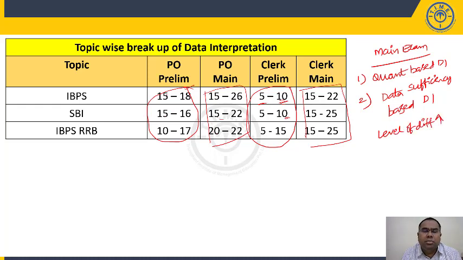Now, the good news is, if you look at your prelim exam, you have various question types, right? You have questions on series, quadratic comparison, simplifications, approximations, then you have individual quant questions and DI. Now, in DI, you have 10 questions or 15 questions in PO or 10 questions in your clerk. I am saying scoring 10 out of 10, 15 out of 15, particularly in prelim exam, is very easy. I agree that main exam level difficulty is more when compared to prelim exam, but I am talking about prelim exam. Prelim exam questions are very easy, particularly when you are looking at clerk prelim.